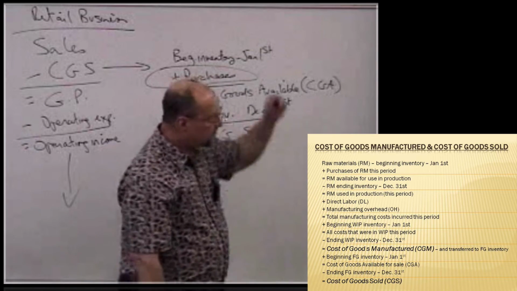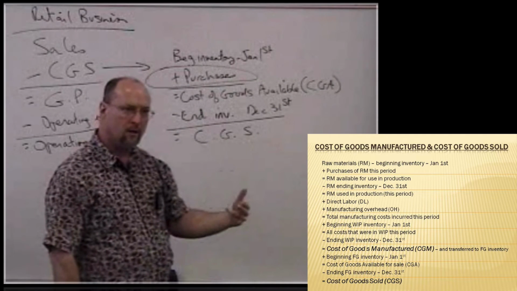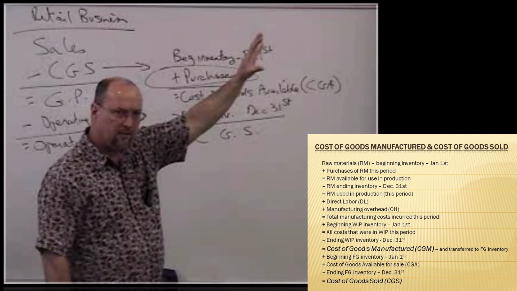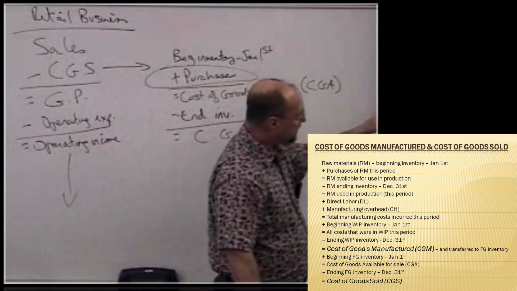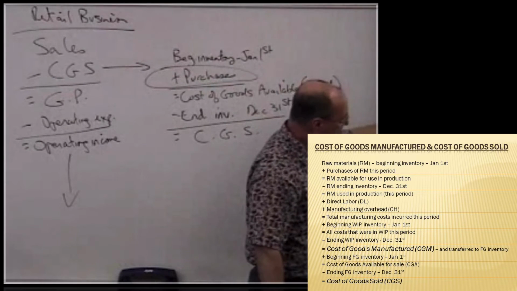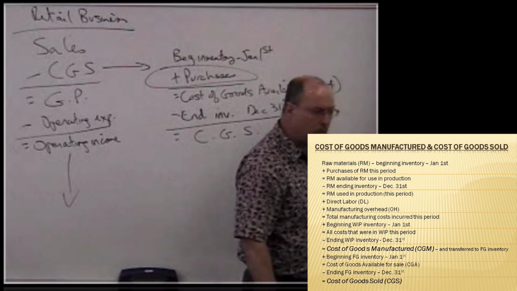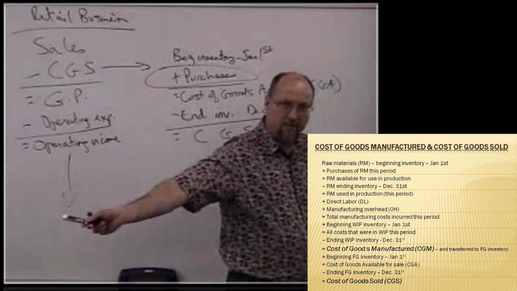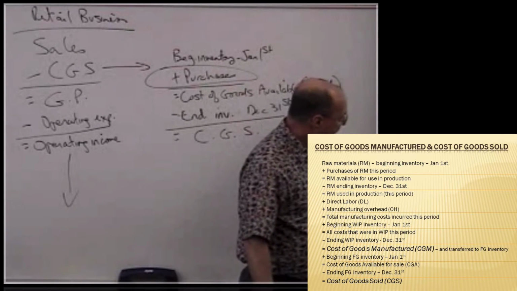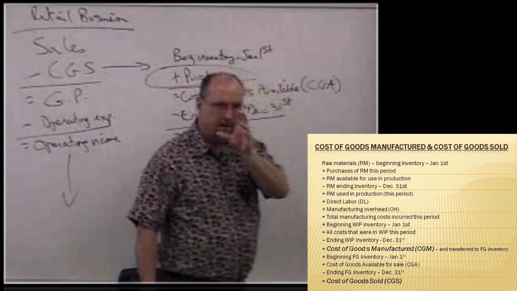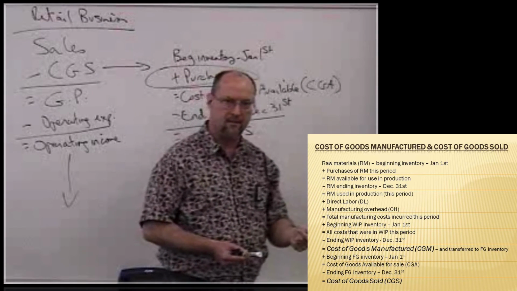And again, I know this is a big equation. Stop, pause, rewind, whatever. Think about what's going on. Okay? First we had the raw materials. Now we're looking at the work in process, and we'll look at finished goods next. Total manufacturing costs added this period, plus beginning WIP, equals all the costs that we had going through work in process this period. What we inherited from last period, partially completed units, plus everything we added this period. At the end of this year, we will have partially completed units on the assembly line. That'll be ending work in process for this period.